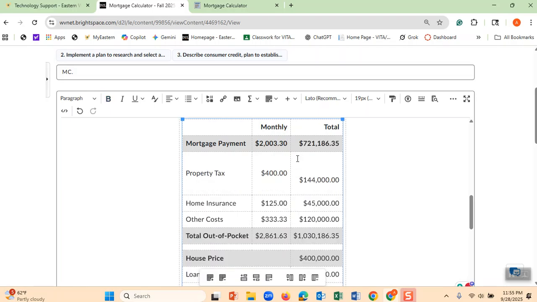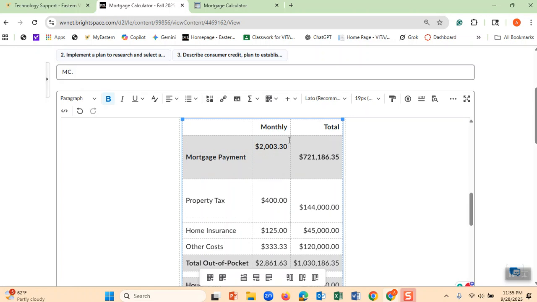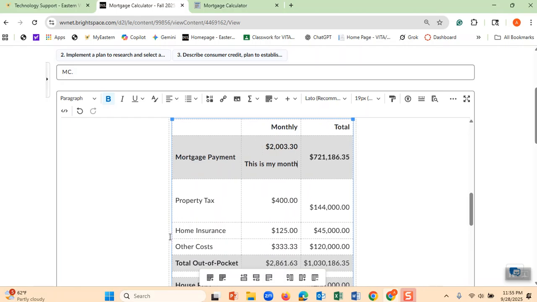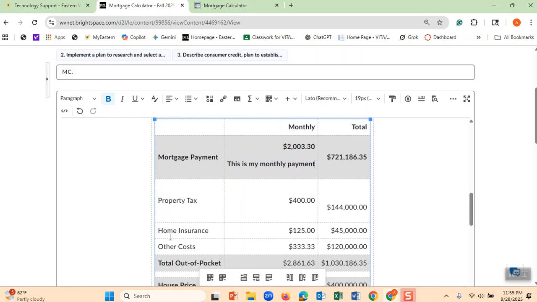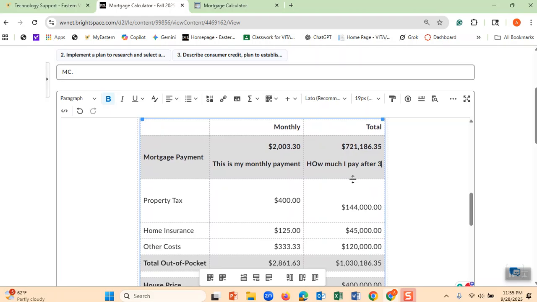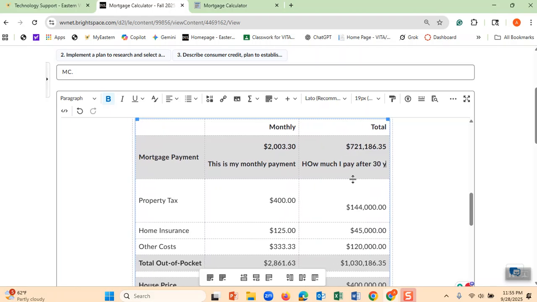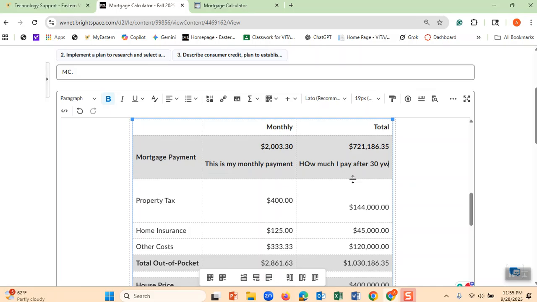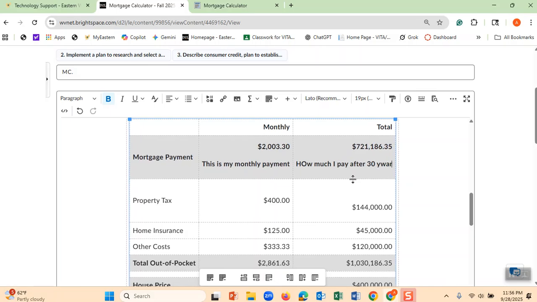I'm sorry that it didn't show in here. Let me see if it shows here. This is my monthly payment. And then you can write what this number here is. That is how much I pay after 30 years. In your case, you might do, if you want to put it 20 years, that's fine. But explain what it is. Okay, here you go.